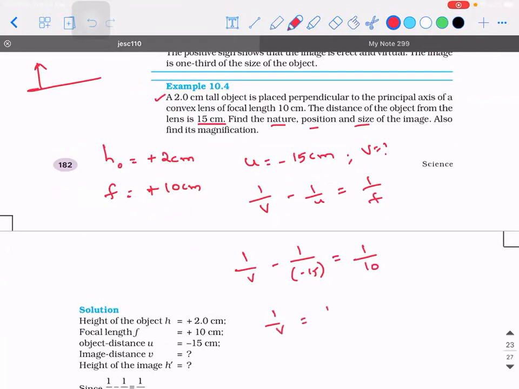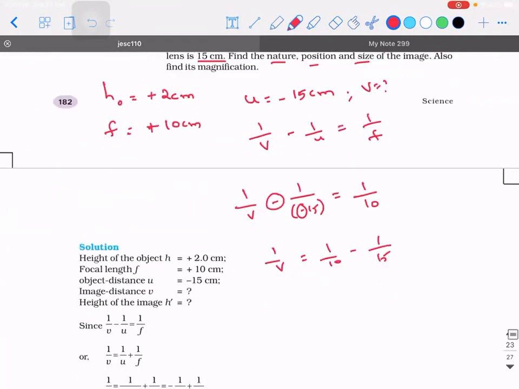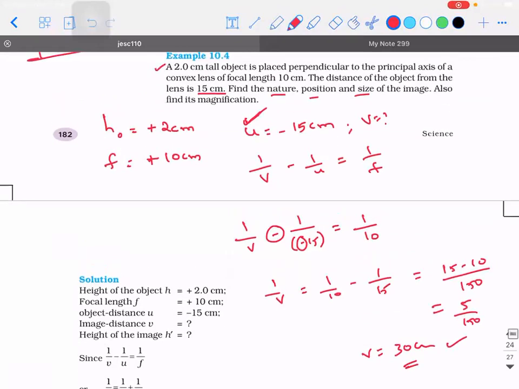So 1 by V is equal to 1 by 10 minus 1 by 15. I wrote minus 1 by 15 because minus of minus is plus. It will go to the other side as minus. So 15 minus 10 divided by 150. So that is 5 divided by 150. V is how much? You will get it as 30 centimeter. Now observe. U is negative. V is positive. What is the nature of the image?